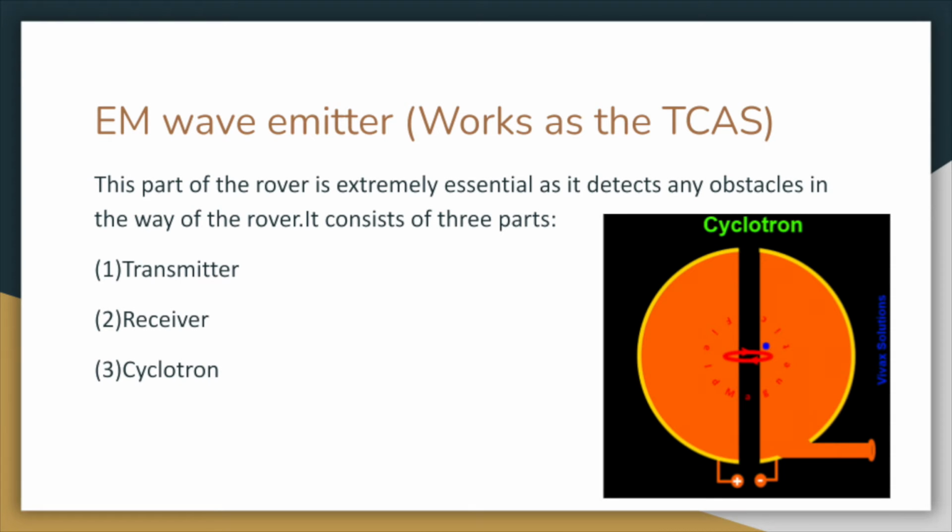So now I'll be talking about the EM wave emitter, which works as the TCAS, also known as the Total Collision Avoidance System. This part of the rover is extremely essential as it detects any obstacles in the way of the rover. It consists mainly of three parts. The first part is the transmitter, the second part is the receiver, and the third part is the cyclotron.